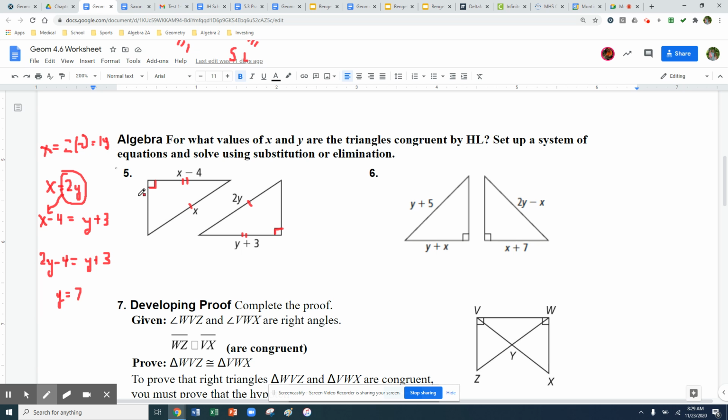Each of these problems here, we can use substitution or elimination. So you can try number 6 on your own. And the answer key should be posted so you can check your work. And sorry, I got a little sloppy here, but the y was 7, and the x was 14 up here. So there's a problem where we can start to use that HL theorem and kind of mix in some Algebra 1 practice.